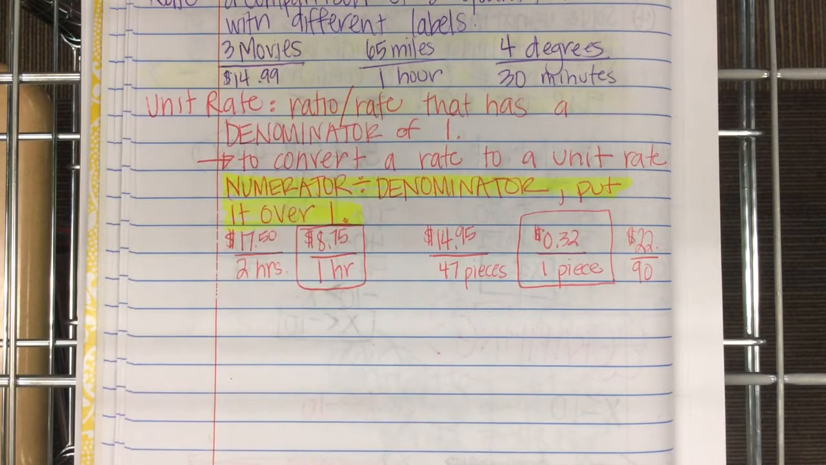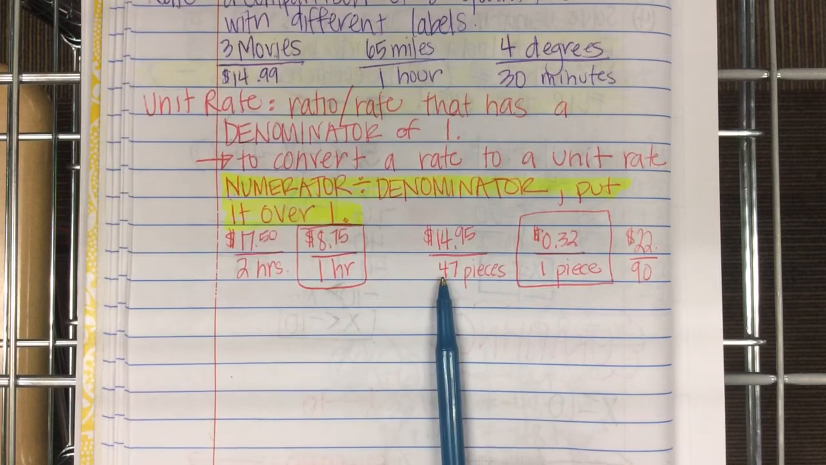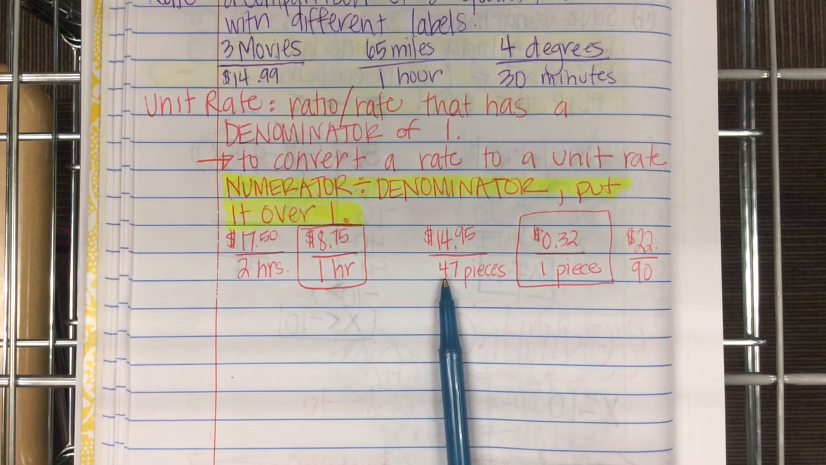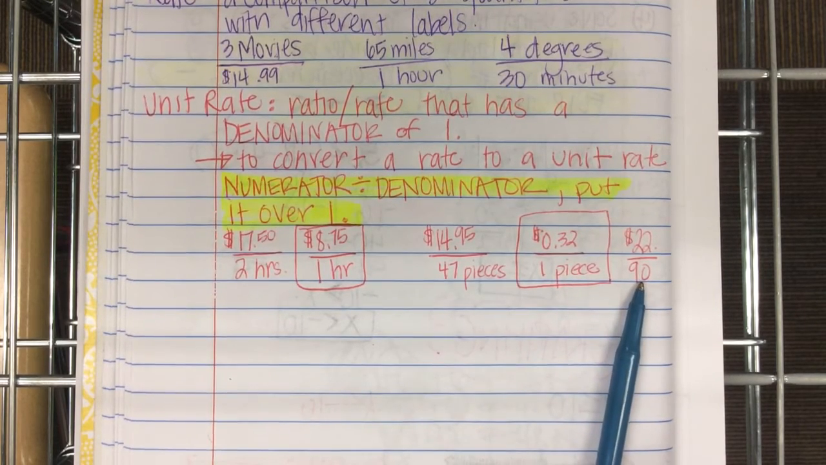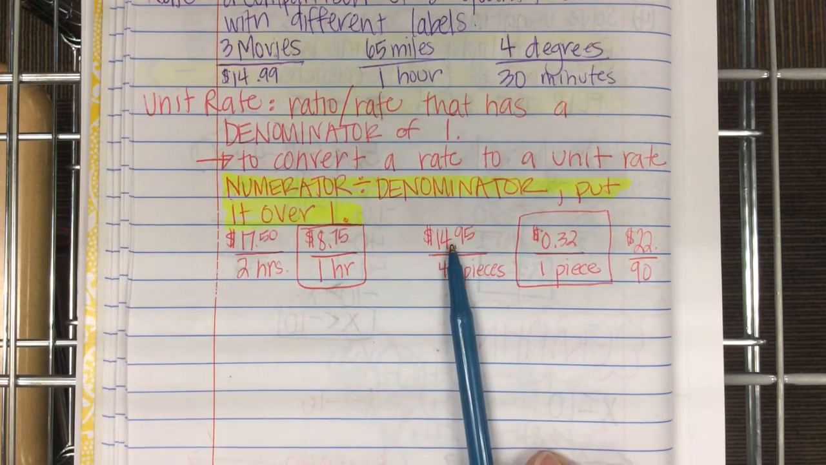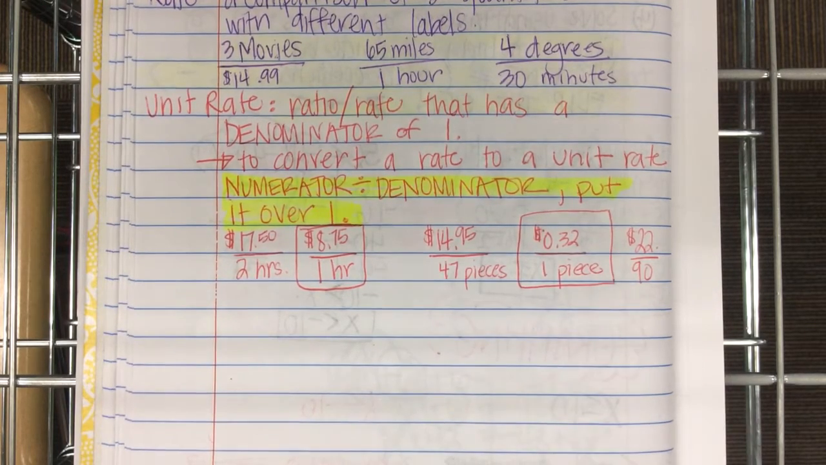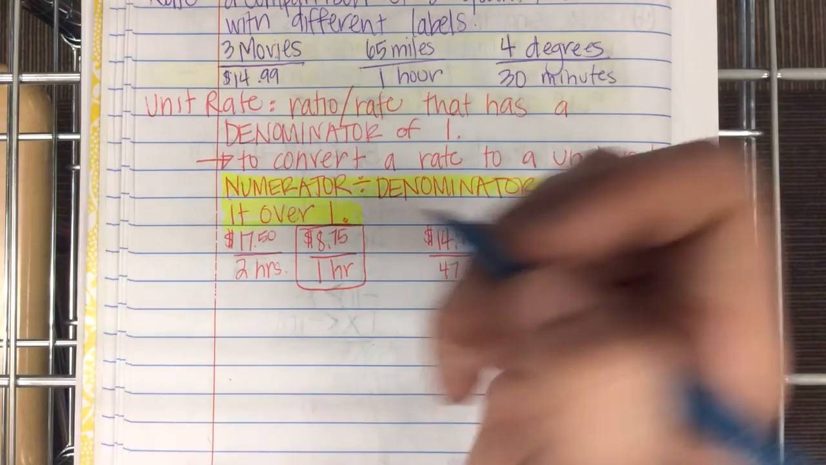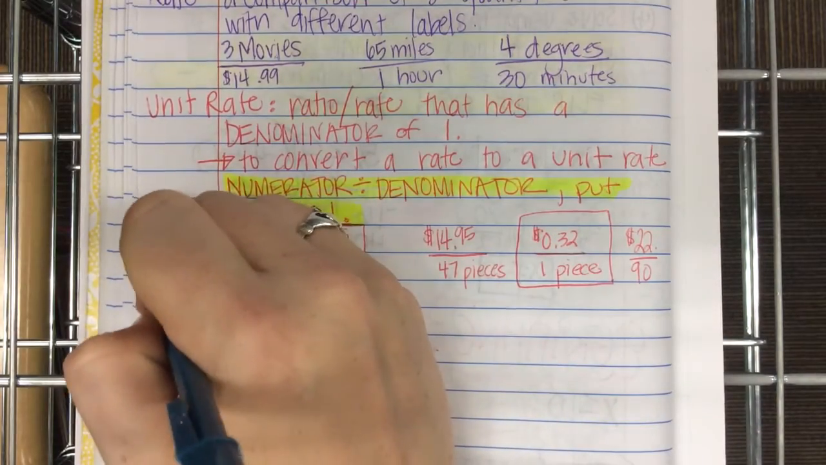Morgan said another way to tell is 47 is a little over half of 90, but 14.95 is way over half of 22. It's a good statement. Half of 90 is 45, but $14.95 is almost $15, and that's way more than half of $22. All right, next part.